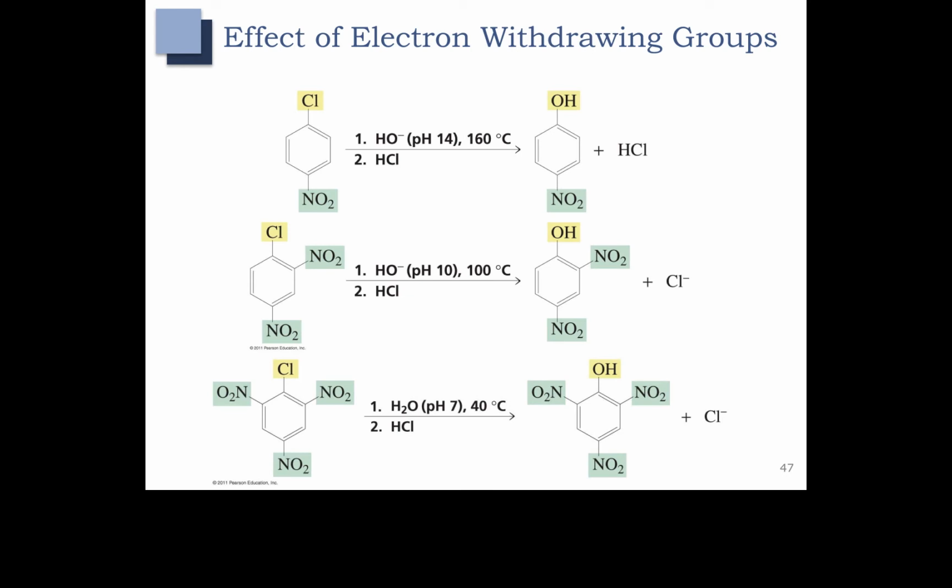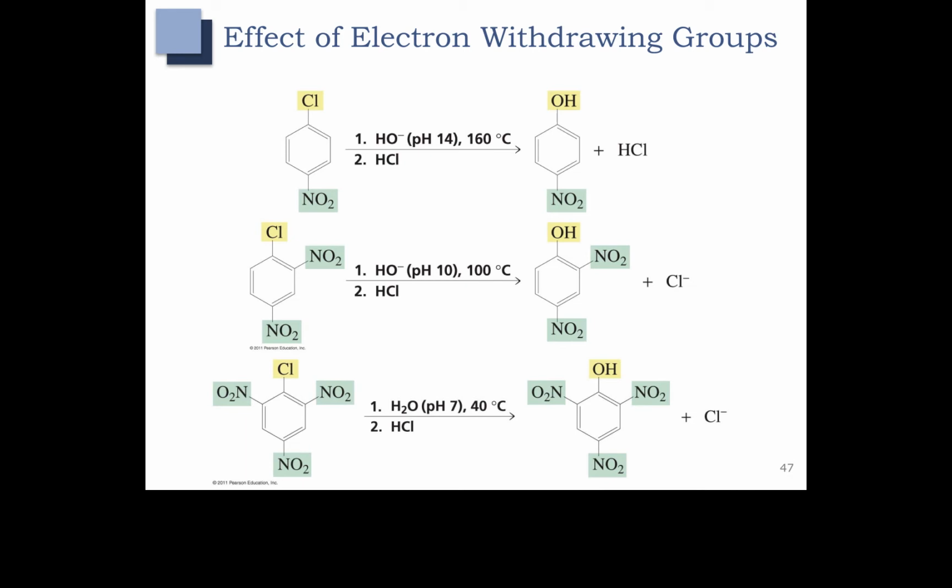We have some more examples here. In these examples, you can see that we have hydroxide reacting as our nucleophile. And what's interesting about these examples is that we have progressively more electron withdrawing groups, and that's going to make our reaction conditions less and less harsh. In the first example, we have hydroxide at a pH of 14, 160 degrees. When we add an electron withdrawing group, so the next one has an additional nitro group, we can drop the pH and drop the temperature and still get the reaction to work.